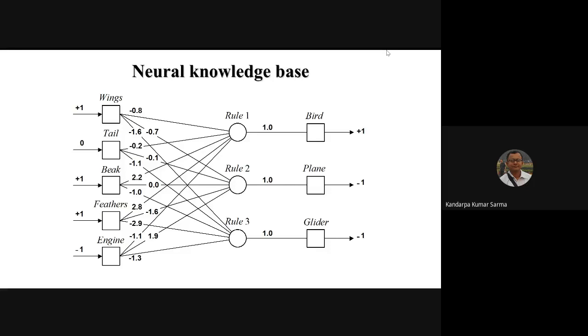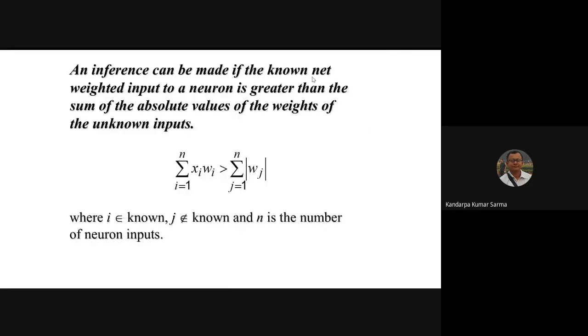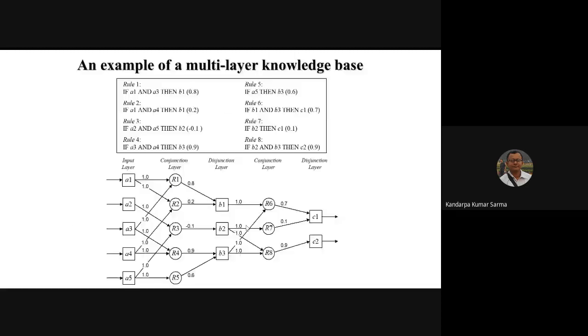So here we will find that an inference can be made if the sum of the known net weighted values to a neuron is greater than the sum of the absolute values of the weights of the unknown inputs. So the summation of x_i w_i, from i equals 1 to n, when greater than the sum of the weights w_j, where i is known and j is unknown, and n is the number of neuron inputs, then we can find an inference to be generated.